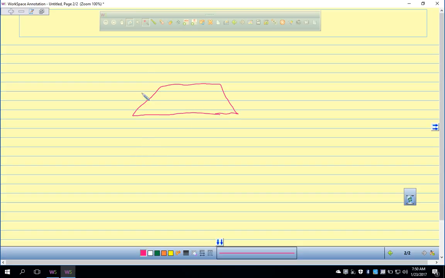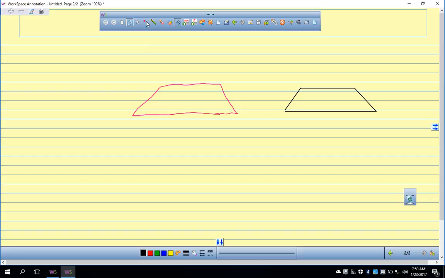That's a really bad trapezoid. Maybe I could draw with a straight line. It'd be better if I went like this. This might be better. So here's a trapezoid. And I'm going to erase this ugliness.